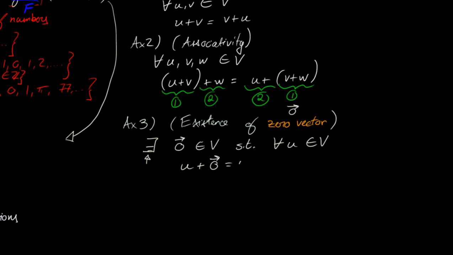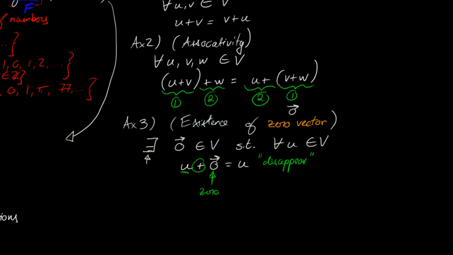In other words, if you take your zero vector and do the addition operation, it will not affect your u vector. It's just going to be there and then sort of disappear.